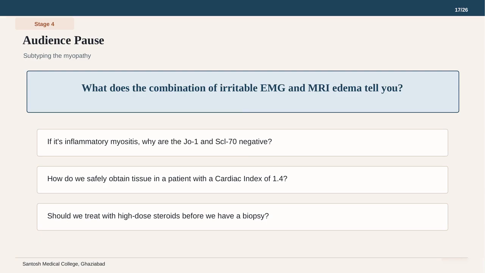We also face a significant procedural challenge. How do we safely obtain a muscle biopsy in a patient who is in cardiogenic shock with a cardiac index of 1.4? Finally, we must decide if it is appropriate to start high dose steroids empirically before we have a definitive tissue diagnosis. The risk of waiting for a biopsy must be weighed against the risk of the procedure itself. Let us see how our resident, consultant, and expert models navigate these difficult choices.